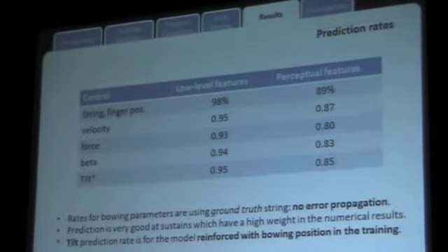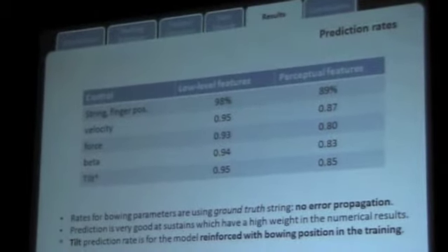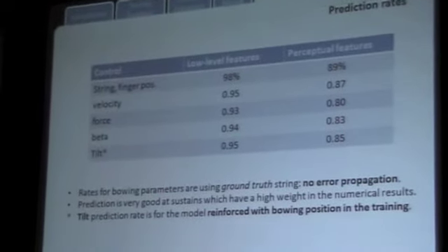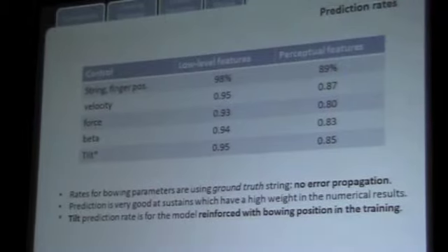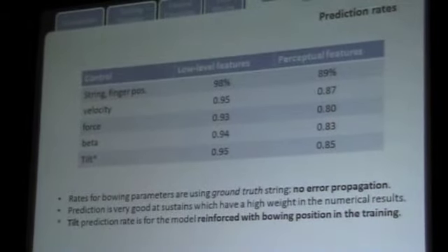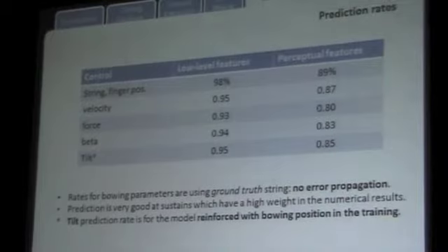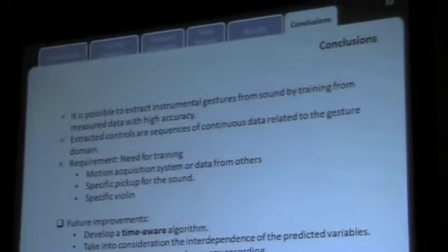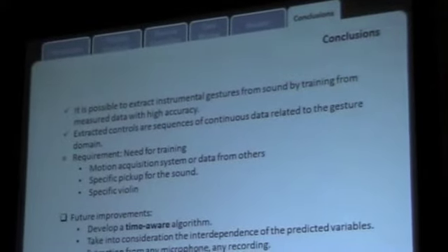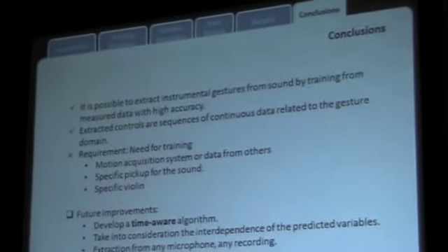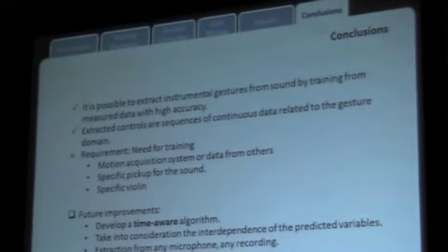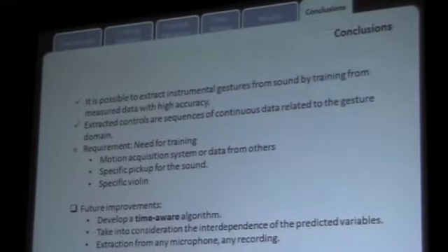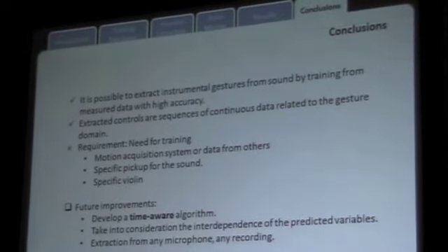Correctly classified frames, and the rest is correlation coefficient. And so you can see two things. The low level features are performing much better, and the prediction is quite awesome. I'm impressed. It's possible to extract sequences of gestures from the sound, and actually quite accurate. The structured controls are related, if you remember the three domains, to the gesture domain.